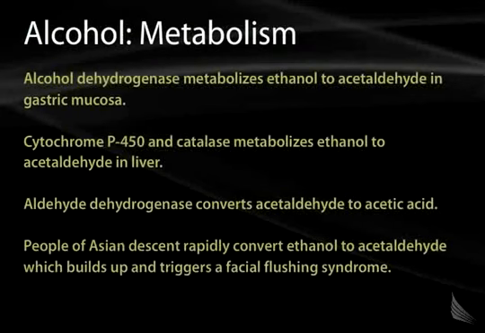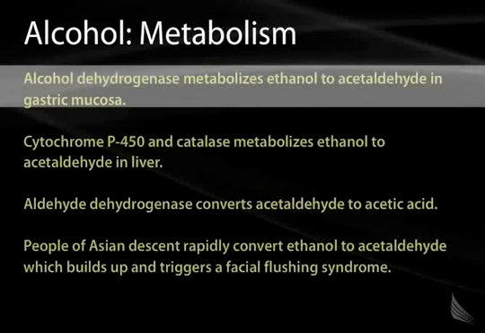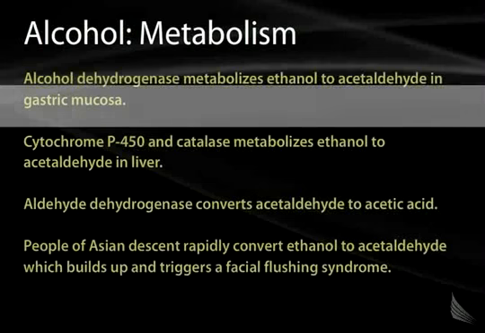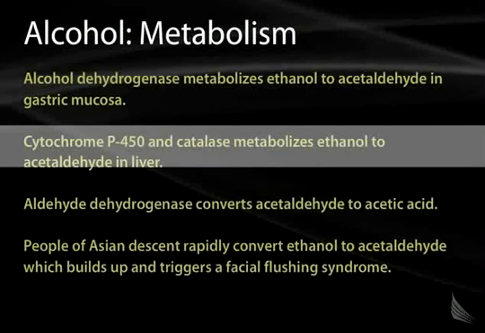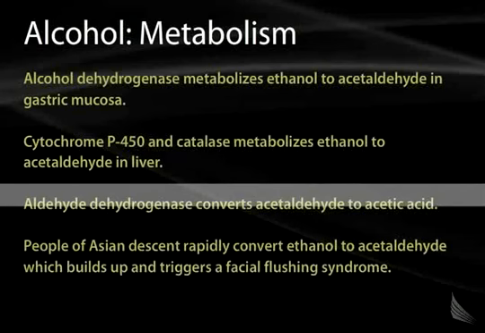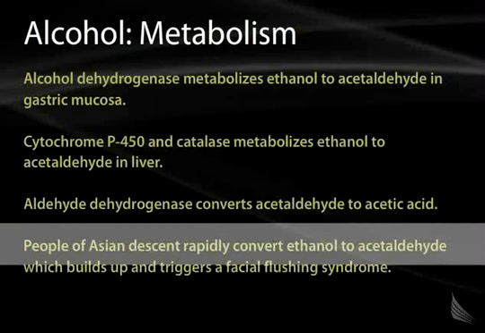The other major drug that is abused in the Western world is alcohol. One must review briefly the metabolism of alcohol to understand its cytotoxic effects. Alcohol dehydrogenase in the body metabolizes ethanol to acetaldehyde in the gastric mucosa. Cytochrome P450 catalase metabolizes ethanol to acetaldehyde in the liver, and aldehyde dehydrogenase converts acetaldehyde to acetic acid. Remember also that people of Asian descent rapidly convert ethanol to acetaldehyde, which can build up and trigger the familiar facial flushing that occurs when they imbibe alcohol.